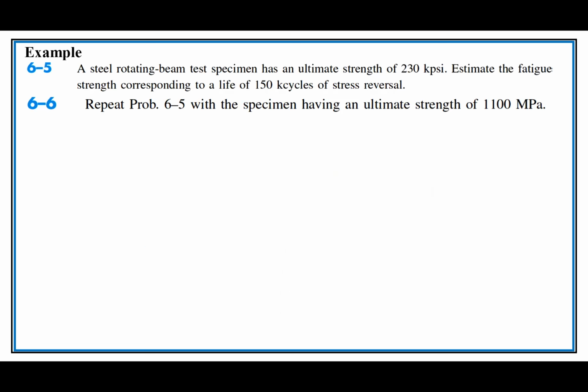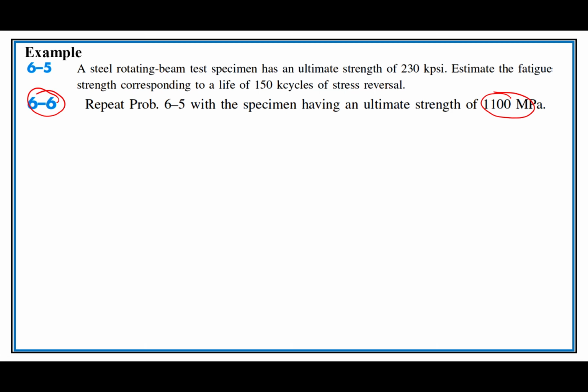So here's another, moving right along. Here's another problem from the early part of chapter 6. A steel rotating test specimen has an ultimate strength of 230 KSI. Estimate the fatigue strength corresponding to 150 kilocycles of stress reversal. And then repeat this, but now to do it with 1,100. All right. So what I decided to do, I guess I'm actually doing problem 6.6, but because problem 6.6 refers to 6.5, we did that. So I just want to do it in metric.